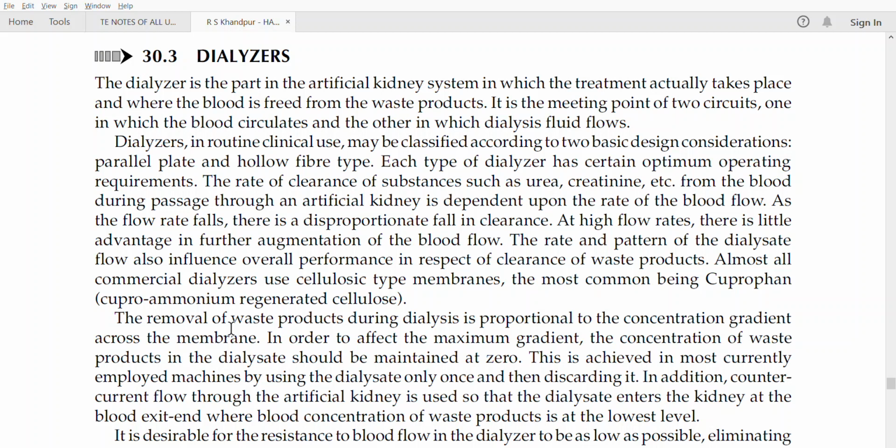Waste product from the blood is taken into the dialysis circuit. Where do the dialysis circuit and the blood circuit meet? They meet at the dialysis membrane, and when these two meet, due to the concentration gradient, pressure gradient, osmosis, diffusion and ultrafiltration techniques, the waste product gets separated.